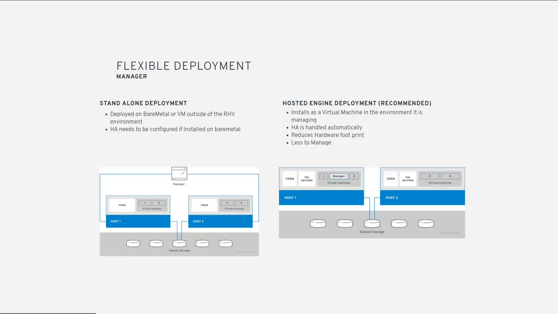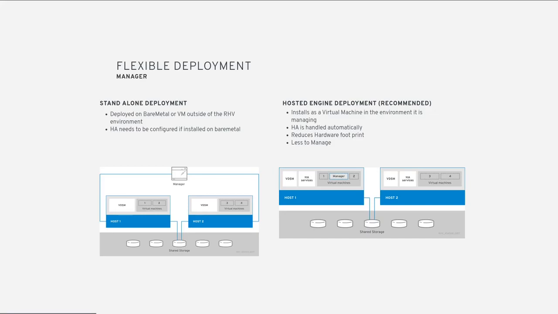When deploying the oVirt engine, or the RHV Manager, you have two deployment options. First is a standalone deployment, which means the oVirt engine is running on a bare metal system or an external virtualization infrastructure. HA will need to be configured manually when using this model. The hosted engine deployment is my preferred method of installation. This method installs the oVirt engine as a virtual machine in the environment it will manage. HA is handled automatically, and this greatly reduces your hardware footprint, so there's less to manage.